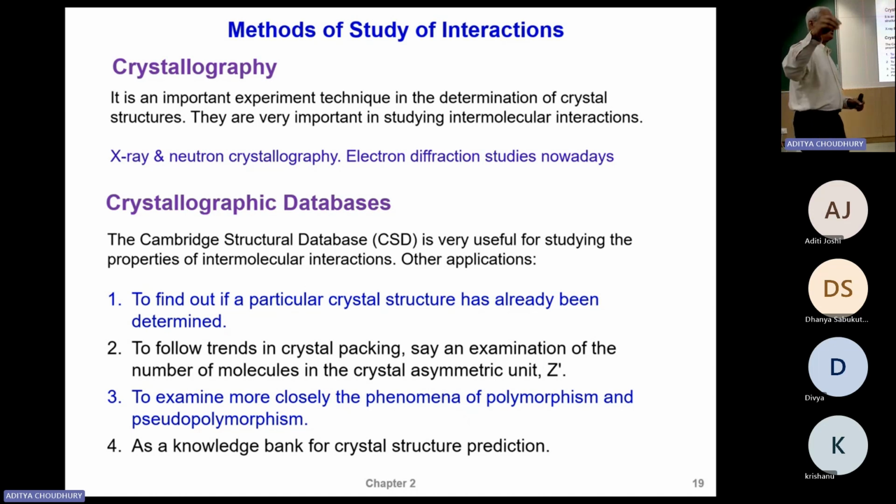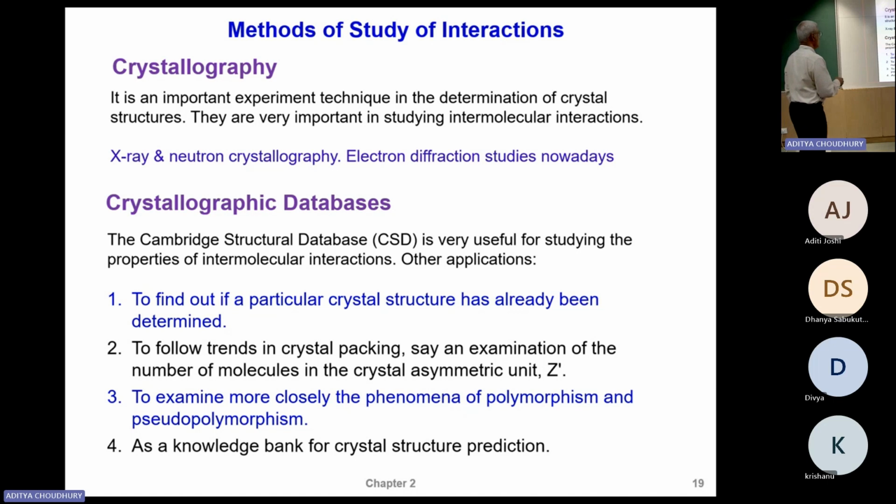If you are a chemical crystallographer, you should be able to identify, oh, this is gold, this is platinum, based on the number of electrons. Otherwise, it won't tell you that this is silver and this is gold. No way. So this is an important experimental technique in the determination of crystal structure.